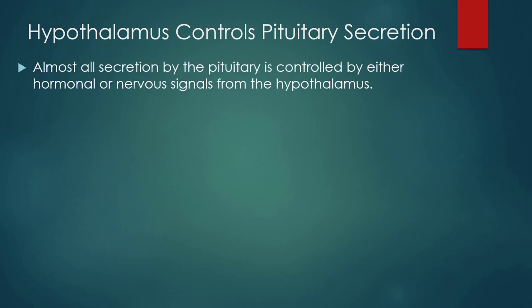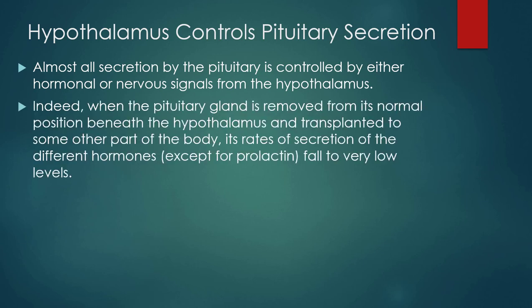Hypothalamus controls pituitary secretion. Pituitary secretions are under the control of the hypothalamus. Almost all secretion by the pituitary is controlled by hormonal or nervous signals from the hypothalamus. The pituitary gland is controlled by these hormonal or neuronal signals.